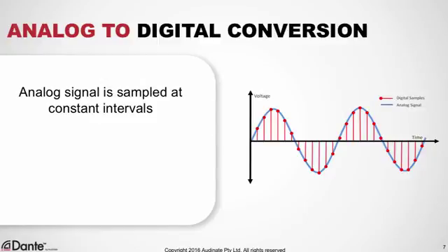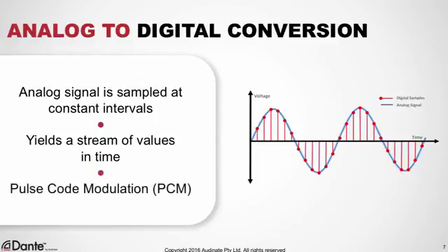When we convert analog audio to digital, the analog signal is sampled at constant intervals of time. At each interval, the amplitude of the analog signal is captured and then represented as a number. This method produces a stream of values in time and is known as pulse code modulation, or PCM. It is the most common format for digital audio and has been used in CD players since the very beginning. PCM audio itself is uncompressed by definition.